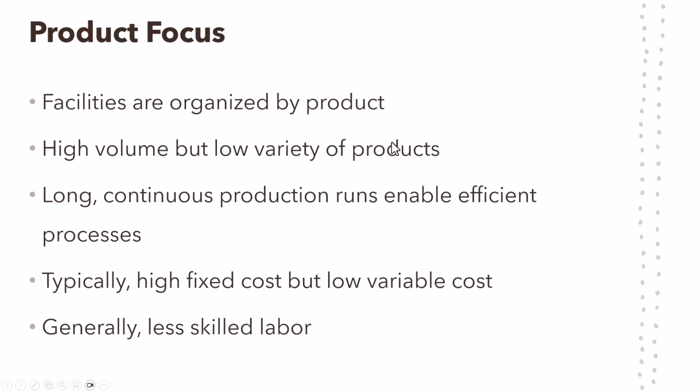The next process strategy is product focus. Facilities are organized by products. If you think about consumer goods, such as Frito-Lay, or anywhere that produces several varieties of foods, each product line is going to be focused on a specific item. Long continuous production runs enable efficient processes. Typically there are high fixed costs, but low variable costs, and less skilled labor.